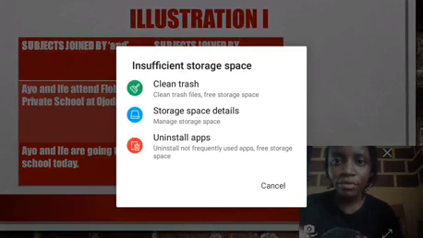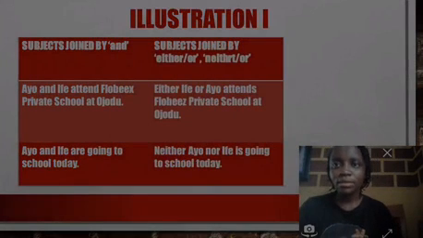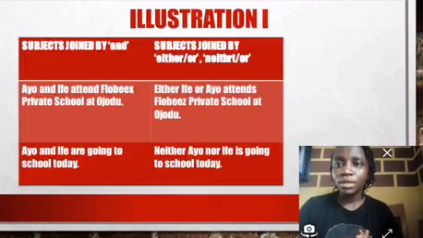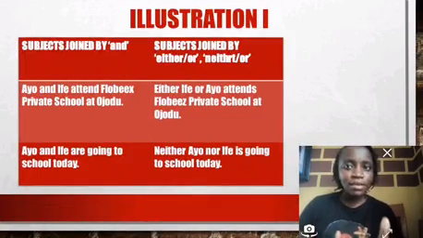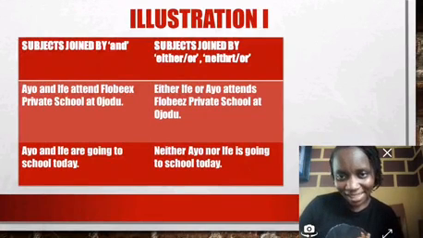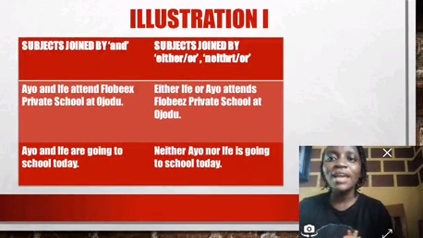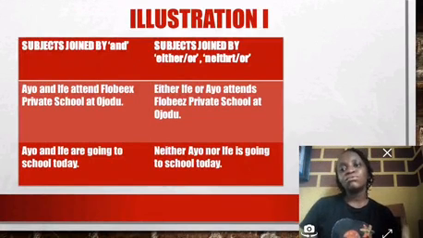There's an error in that. Please pardon me. Okay, we're not done yet. Either Ife or Ayo attends. You can see the additional s to attend Flobis private school at Ojodu. And look at this. Neither Ayo nor Ife is going to school today. You can see that are changed to is here.